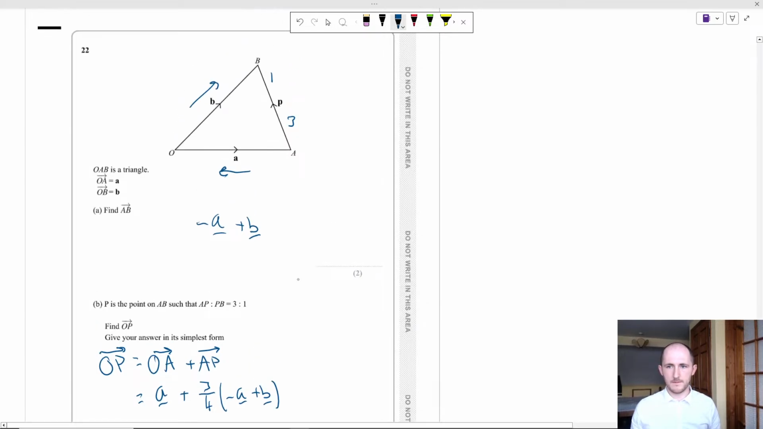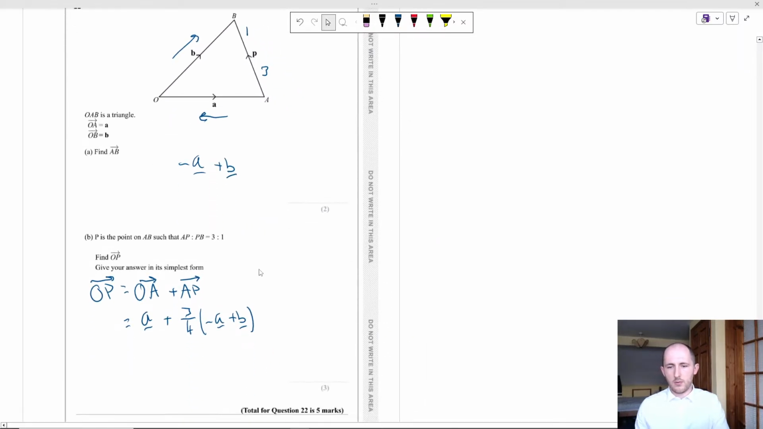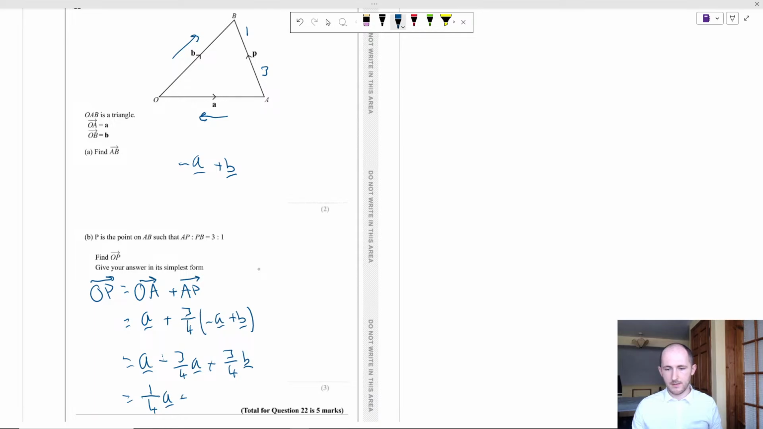Okay? Hope that makes a bit of sense. Then all we need to do is expand and simplify. So we have A plus, well actually it's minus 3 over 4 A plus 3/4 of B. Now A is just going to be 1, so 1 minus 3/4 is going to give me a quarter A plus 3/4 B. Okay. So hopefully that wasn't too bad.